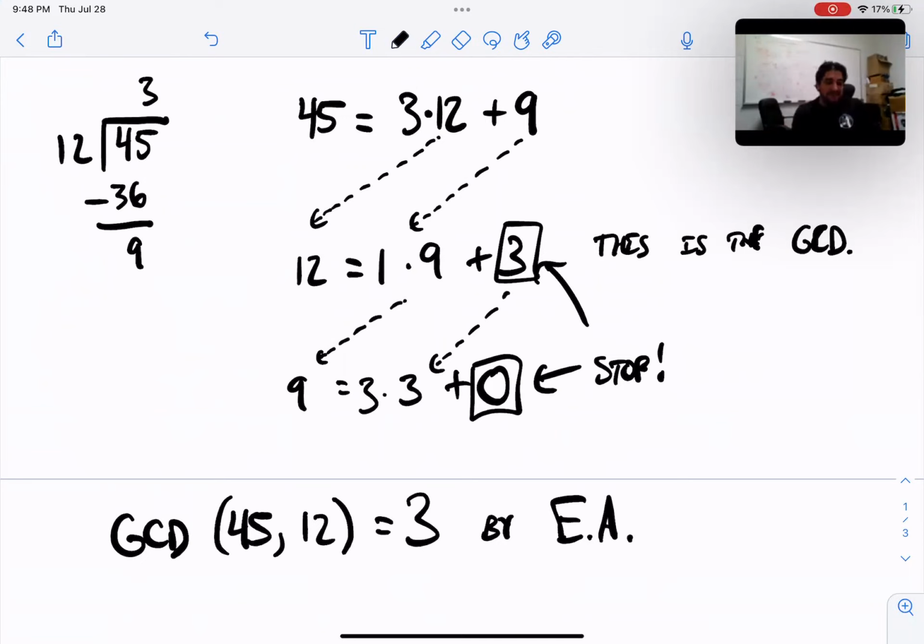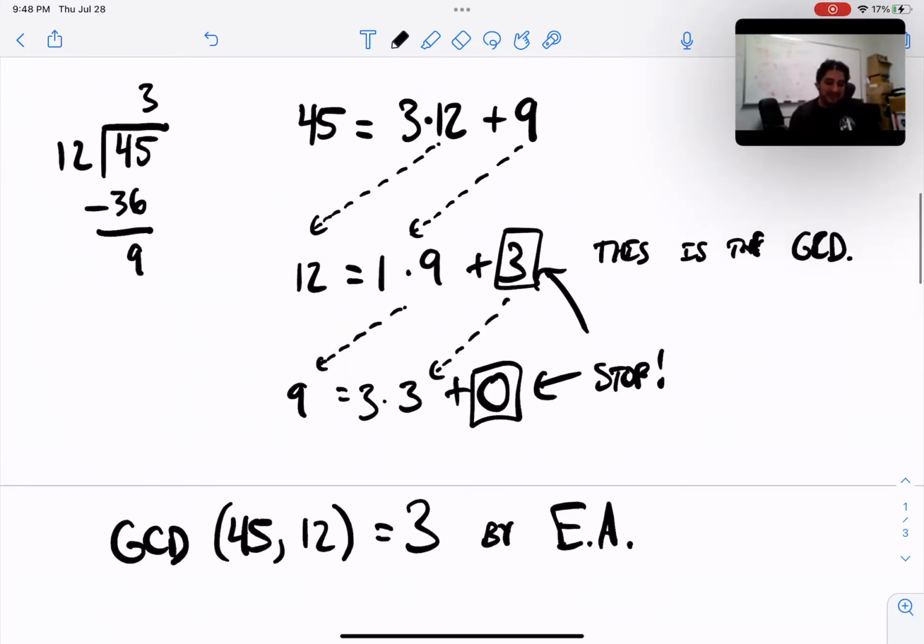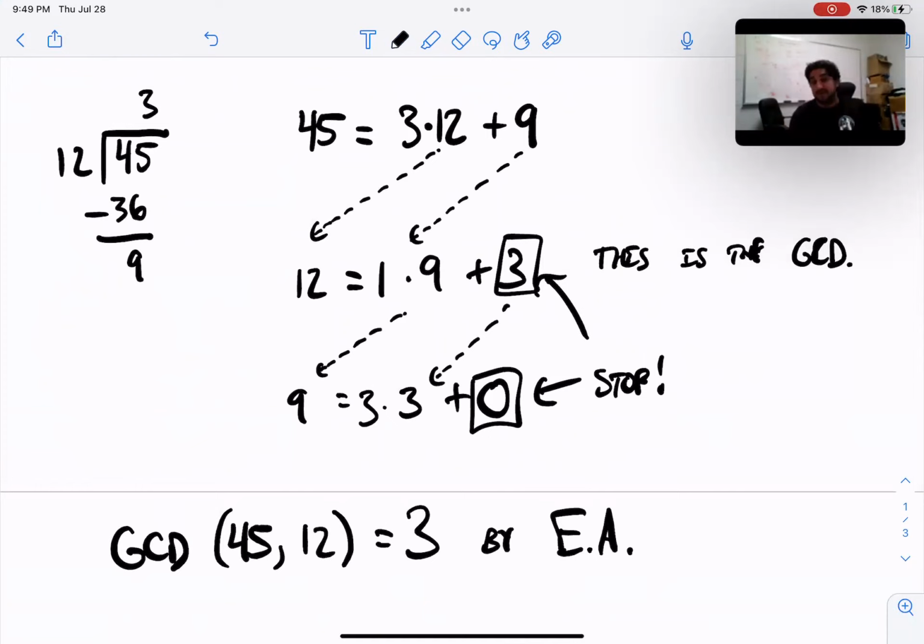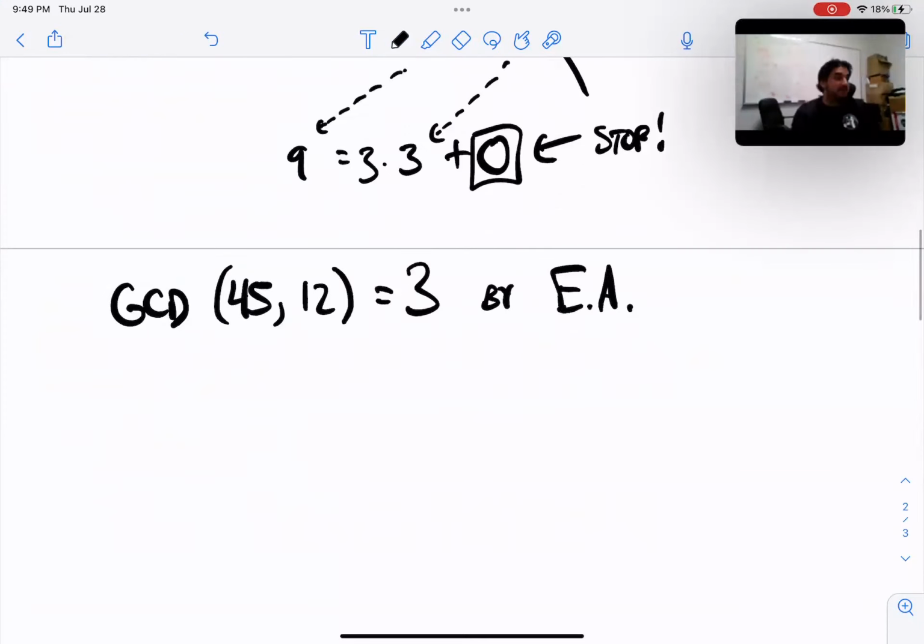Like I said, you could describe that in symbols, but I think it's something best seen just in an example. Right? So there's our greatest common divisor of 45 and 12. Also, these numbers are small enough that you could just do it by brute force listing and you can see that it's correct.